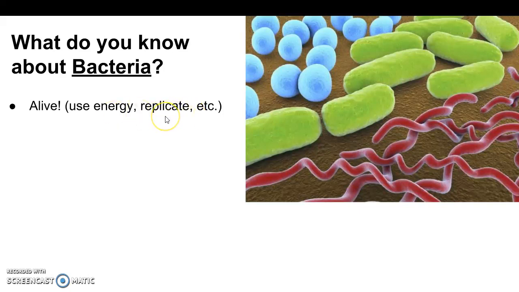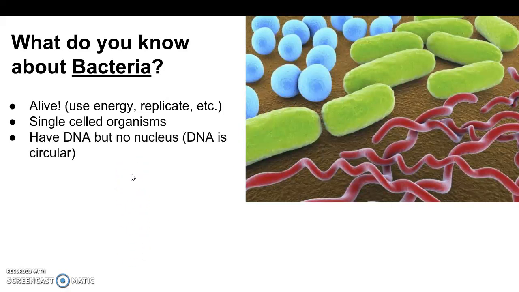Also the ability to replicate, right? Bacteria can make more copies of themselves. And they can do all those other things that we talked about that living things can do. Bacteria are always single-celled organisms. You might find them hanging out in clumps together like this, but there's just one single unit. This is one bacteria, this is one bacteria, this is one bacteria. They never grow more than one cell that works together.